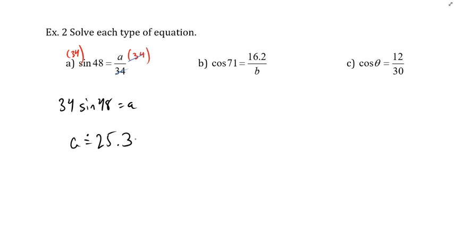If you have a 1-line calculator, you're going to do this. So listen carefully. I'll walk you through it again after, but you're going to do this: 48, then hit sine, then hit times 34 equals. And you should get the same number, 25.266924, and so on.